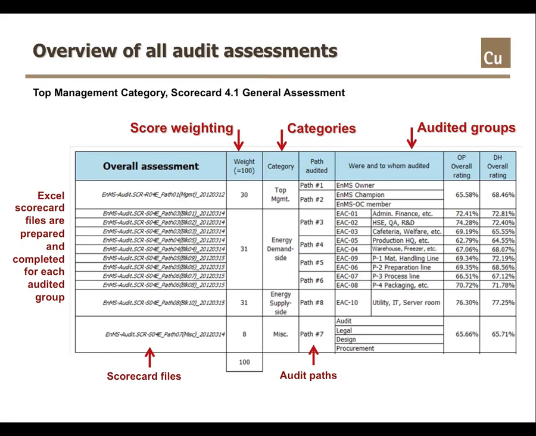Audit Path 1 is concerned with the activities of the Energy Management System owner, while Path 2 looks at the activities of the system champion and members of the Energy Management Systems Operations Committee. This particular scorecard, 4.1 General Assessment, is part of the audit documentation required for Audit Paths 1 and 2 in the category Top Management.